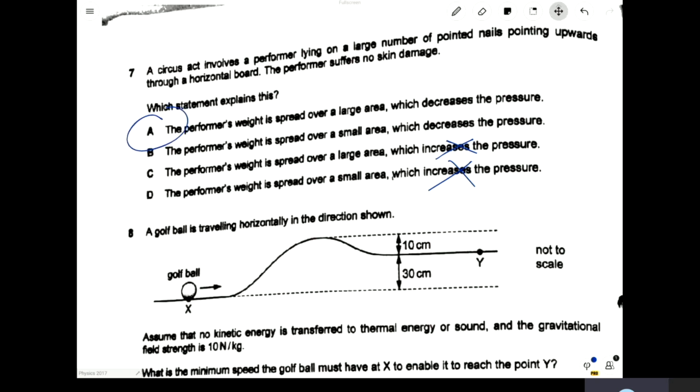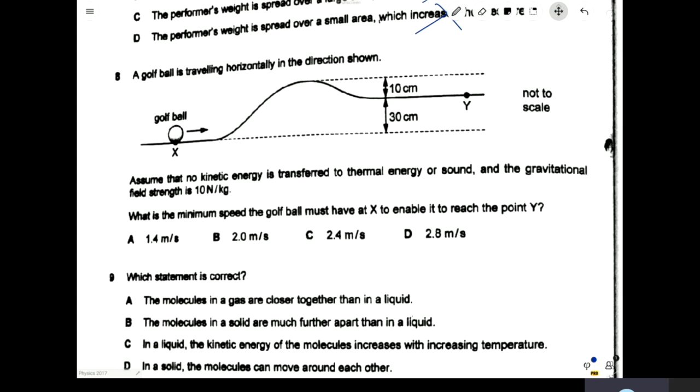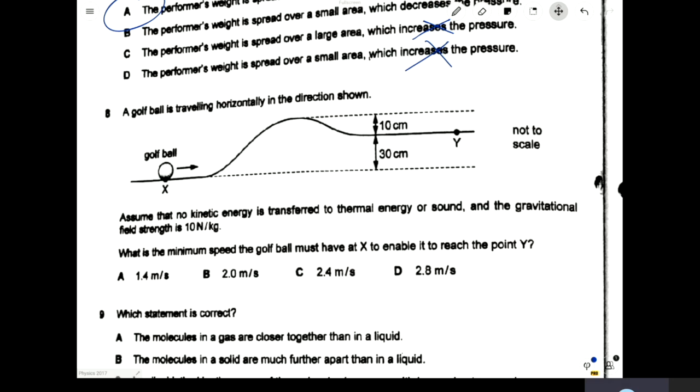Next. Assume no kinetic energy transfer. What is the minimum speed to enable it to reach point Y? Minimum speed. Kinetic energy. K equals half mv squared. So let's try half mv squared.